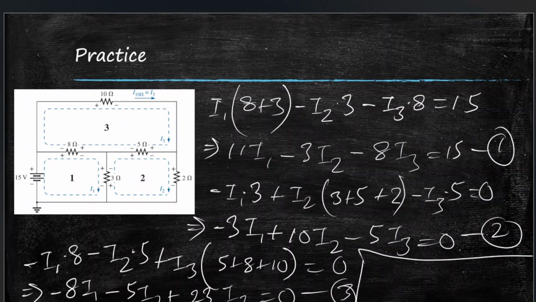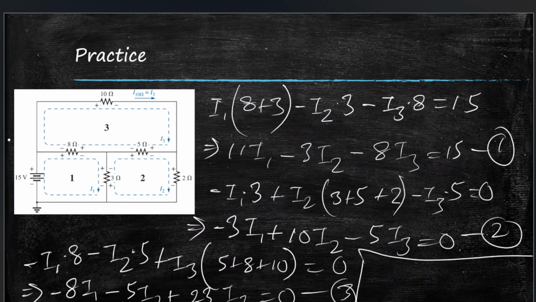Now we have 3 linear equations again. Let's put them in the calculator. So 11, minus 3, minus 3, minus 8, 15, and then minus 3, 10, minus 5, 0, and minus 8, minus 5, 23 and 0.